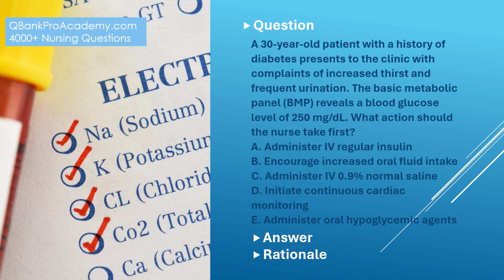Question: A 30-year-old patient with a history of diabetes presents to the clinic with complaints of increased thirst and frequent urination. The basic metabolic panel, BMP, reveals a blood glucose level of 250 mg/dL. What action should the nurse take first?